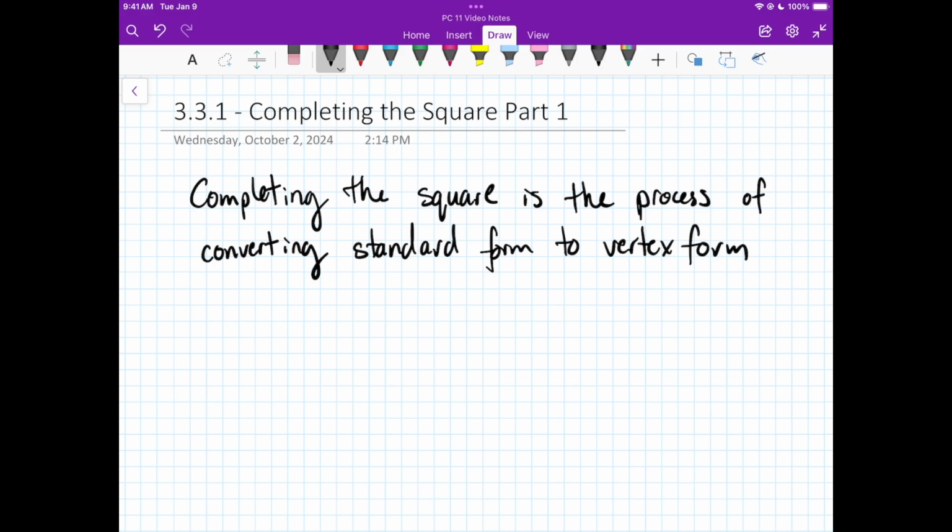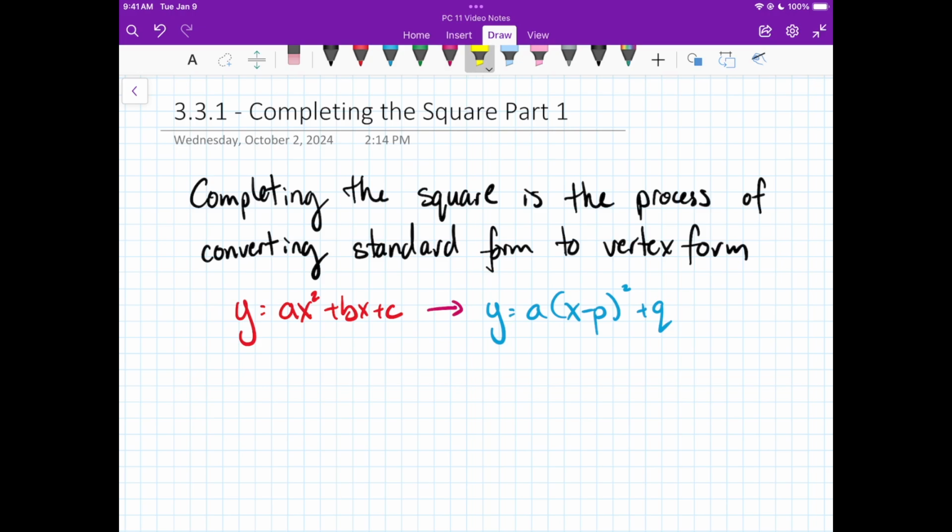So just a quick refresher, standard form is y equals ax squared plus bx plus c. Vertex form is y equals a, and then we've got the brackets with x minus p squared, and then plus q. So our goal in completing the square is to go from this thing on the left to this thing on the right, but that's going to be a little bit trickier.